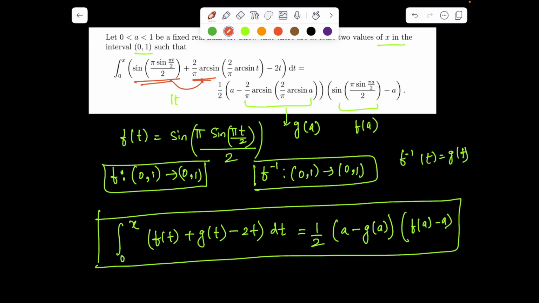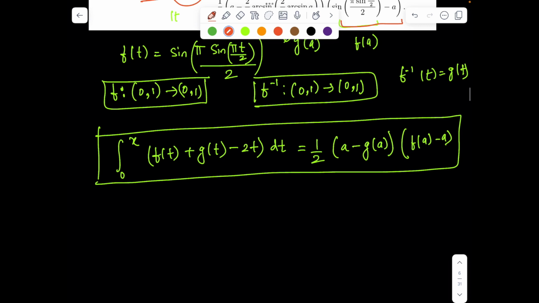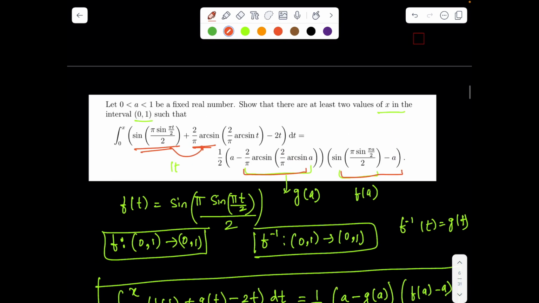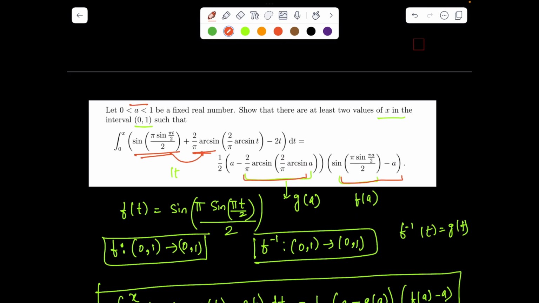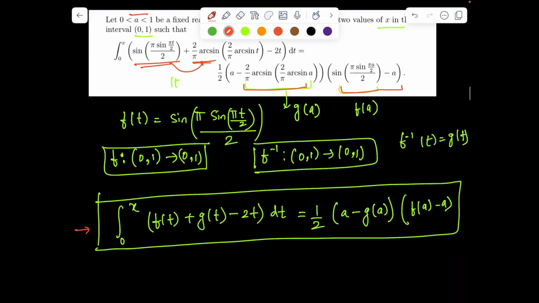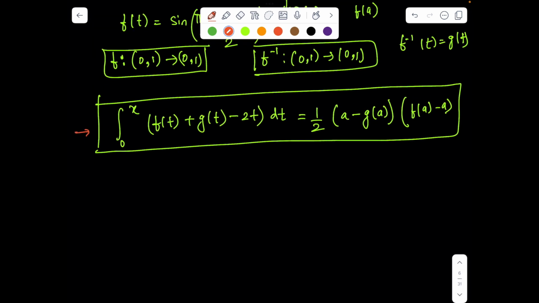So based on the first observation of the function and its inverse, the next point was to observe the RHS and write it in the same fashion. So now the question boils down to this. And now we are interested in finding the number of solutions of this, or in fact here, for any particular value of a which is lying between 0 to 1, we need to show there are at least two values of x lying in this interval, right?